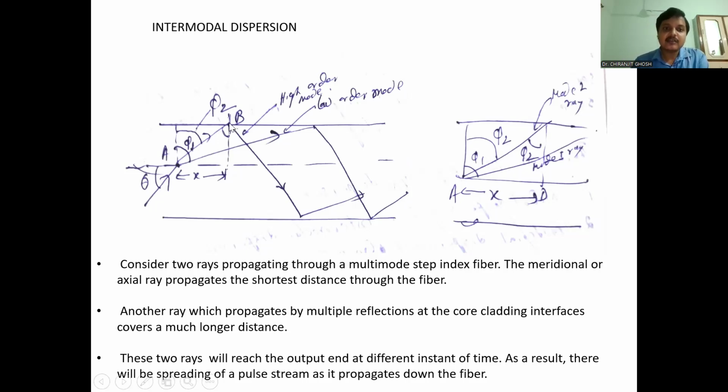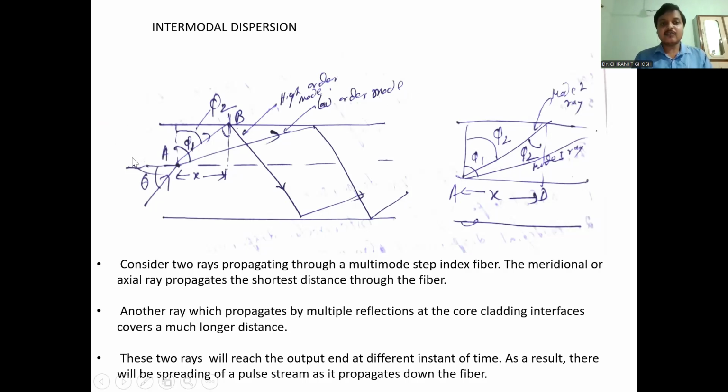Again, another ray, this is also having multiple reflections, but we can clearly see the distance that this ray is traveling is much more than the other two. So this third ray will reach the fiber output at a much later time. So what is happening is that these three rays are actually making your pulse. Your input pulse is made up of three rays.